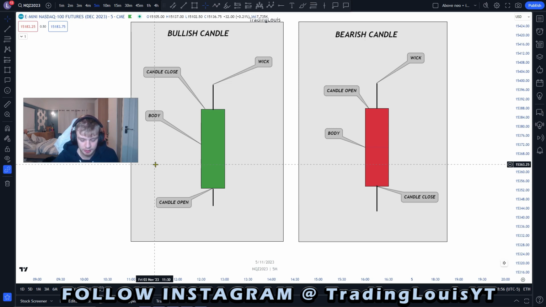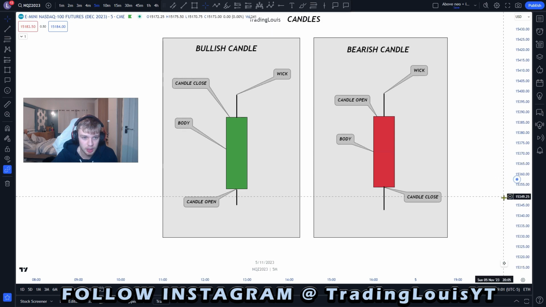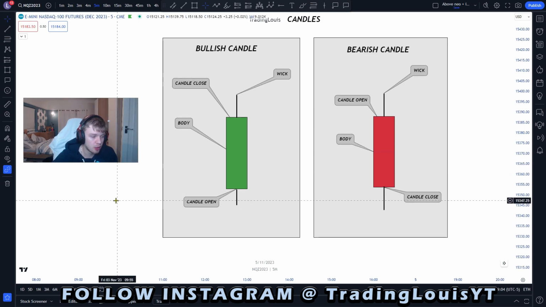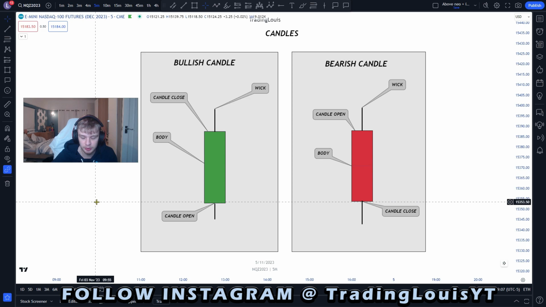So yeah, I hope that helped you guys out. This is just literally a quick video only on what candles are. So hopefully it was very simple and easy to understand.